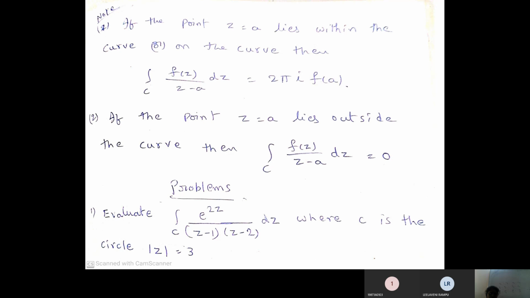Evaluate integral over c e power 2z by z minus 1 into z minus 2 dz, where c is the circle mod z equal to 3. So what is the given function? Integral over c e power 2z by z minus 1 into z minus 2 dz. So this is the given integration, and the given circle is mod z equal to 3. Now we have to find this integral value.